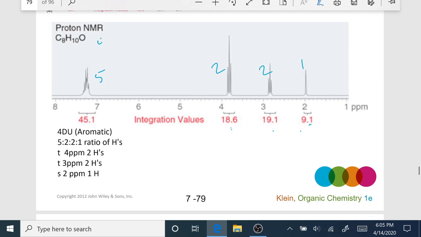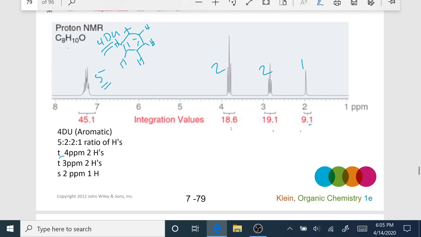C8H10O gives us 4 degrees of unsaturation because 8 times 2 is 16, plus 2 is 18. 18 minus 10 is 8, divided by 2 is 4. That gives us 4 degrees of unsaturation, and that's probably associated with our benzene ring, and that's pretty obvious because we have 5 hydrogens in the aromatic region. Okay? All right, and so then we also have 2 hydrogens that is a triplet at 4 ppm.